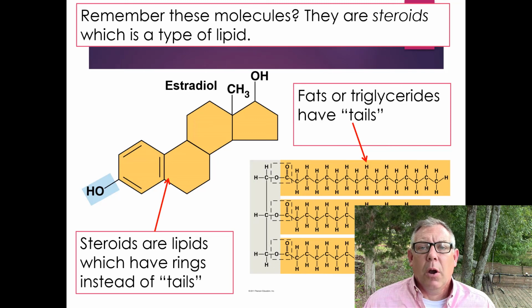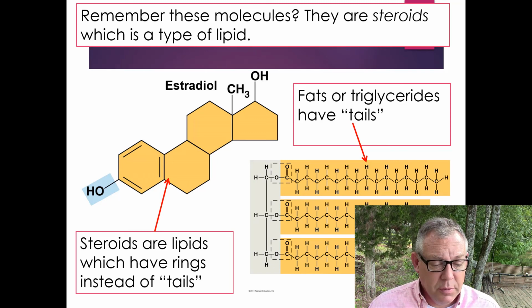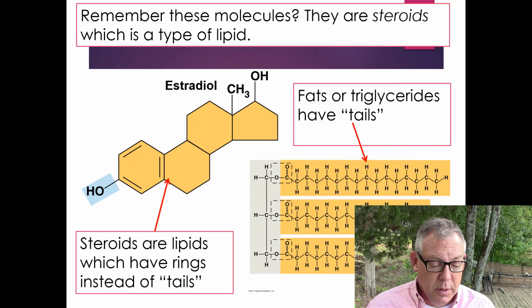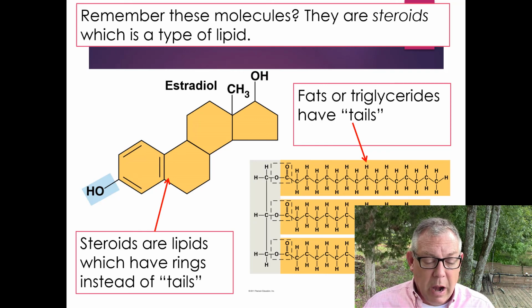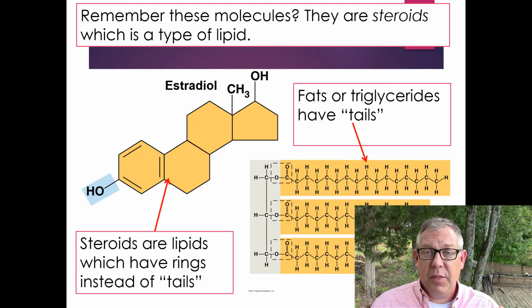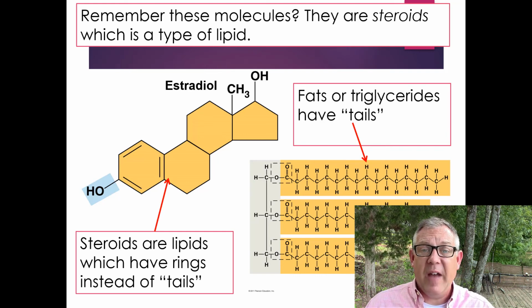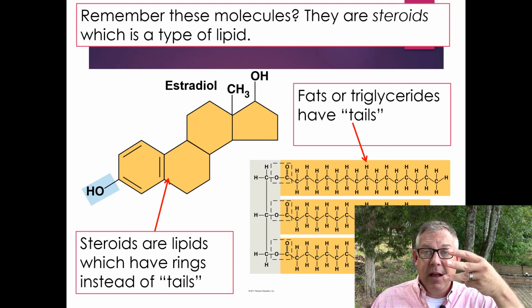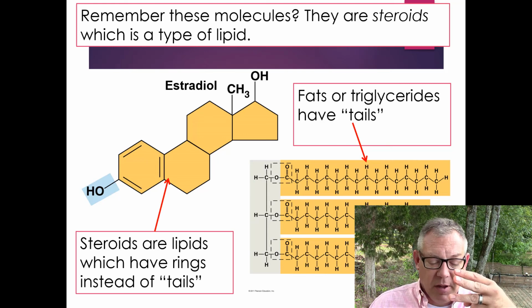Now, remember earlier I showed you some steroids, and steroids are also a type of lipid. And so here I'm contrasting a steroid with a triglyceride, or with a fat. In the lower right is that fat that we just talked about. And you see you've got the 3 tails. That's how you recognize a fat.